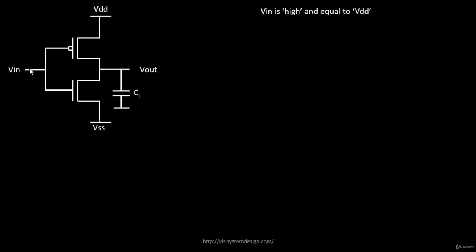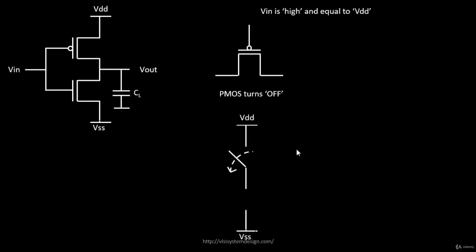On the other hand, your Vin is VDD, which is 5 volts, and this is again your VDD, which is 5 volts, and your VGS for your PMOS is 0 because it's VG minus VS, which is 5 volts minus 5 volts. As a result, your PMOS will get turned off because the VGS magnitude is less than VT. So your PMOS is off, and if it is off, you can just represent the PMOS by an open switch.